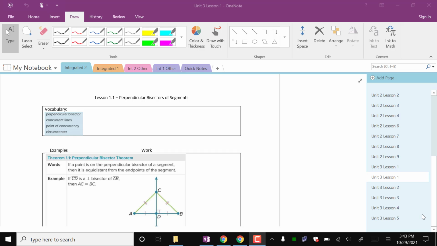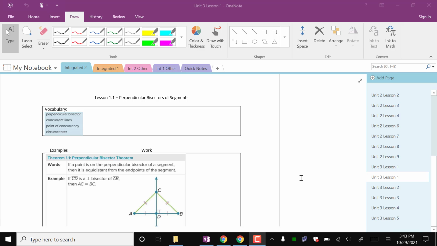Today we're going to look at Unit 3, Lesson 1, Perpendicular Bisector of Segments. Here's our vocabulary words for the section, so make sure you have the definition written down for each of these words, or look back at your notes that you did on the vocabulary so you can see what the definition is. So we're going to start off with some theorems.